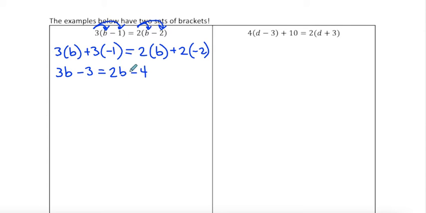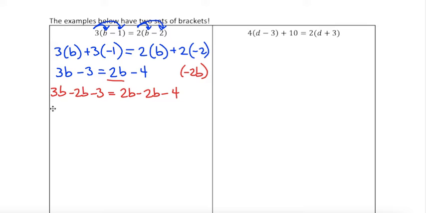From here, now I want to move all of my variables to one side of my equation. I'm going to do that by moving my b term first. So I'm moving this 2b to the other side. And I do the opposite of adding 2b, which is subtracting 2b from both sides. So I have 3b take away 2b minus 3 is equal to 2b take away 2b minus 4.